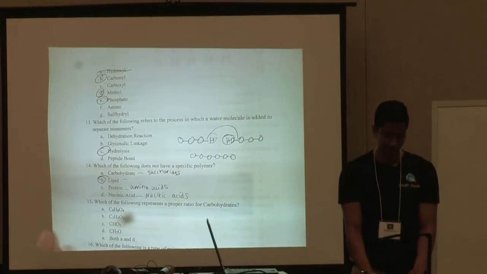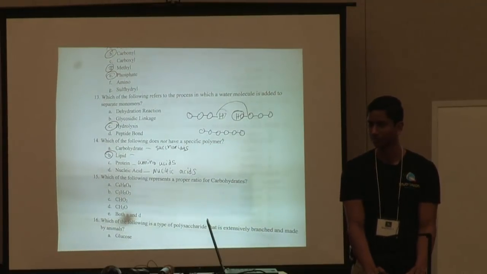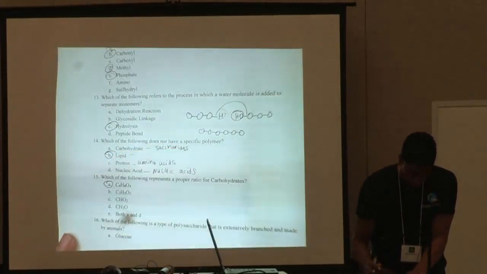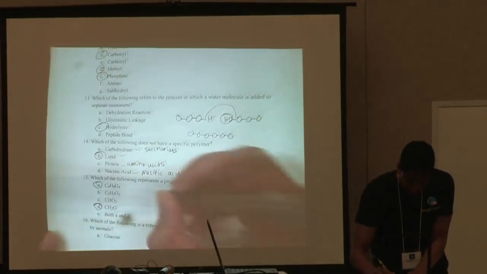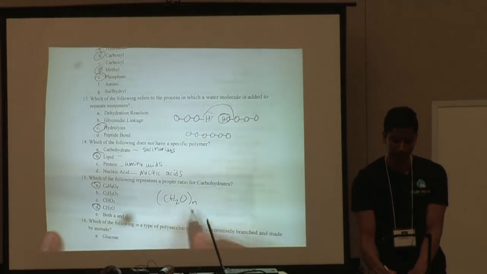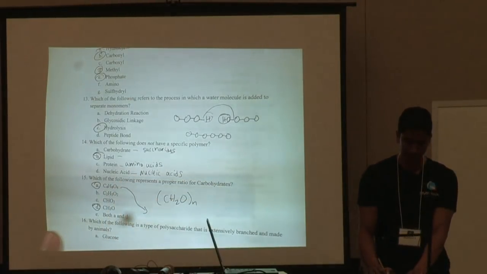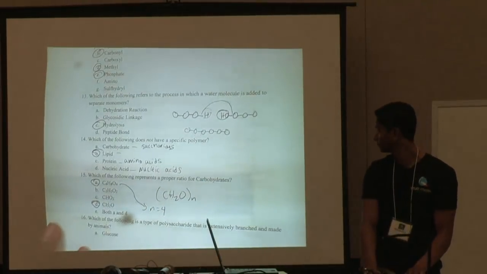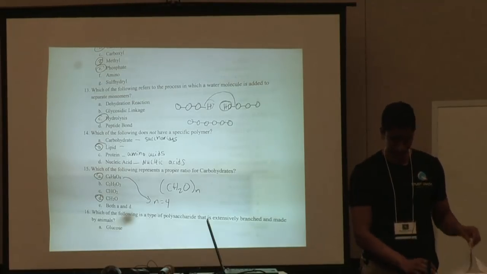All right, number 15. Which of the following represents a proper ratio for carbs? A, okay. You see any others? D, right? So the ratio is C, H2O, N. So N can be any number, and then you multiply it out to everything. So in this case, what would N be? 4. Everyone good?